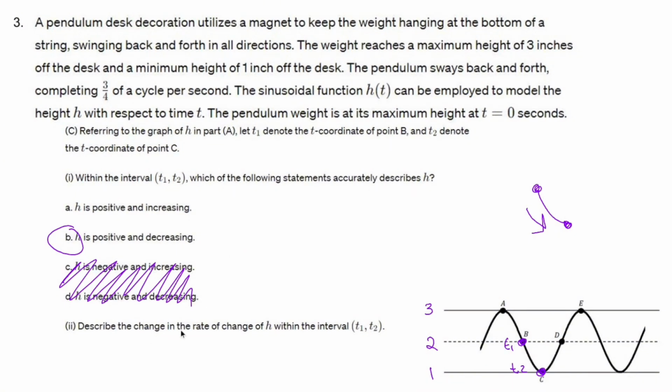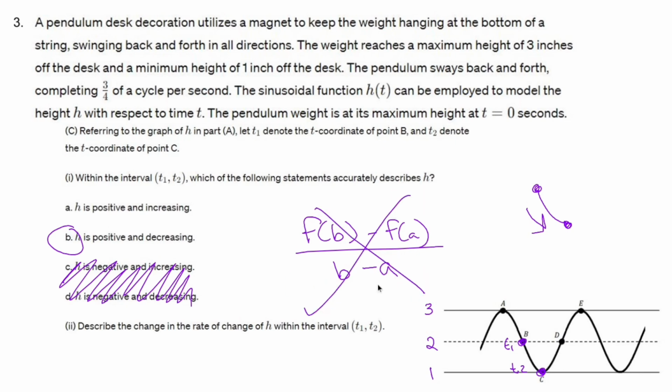Describe the change in the rate of change of h within the interval t sub 1 and t sub 2. And if you're thinking, rate of change, let's whip this puppy out. Yes, I can do this. Let me get the numbers from the previous thing. If you're thinking that, you're doing it wrong. They are saying the change in the rate of change.